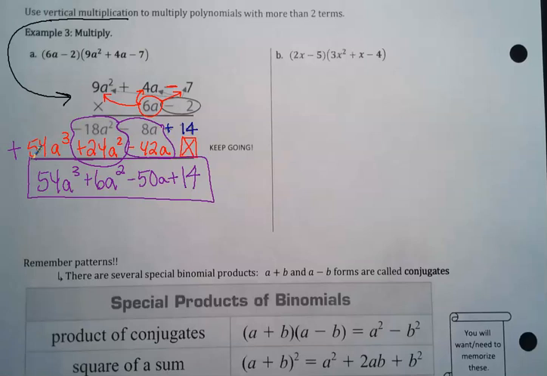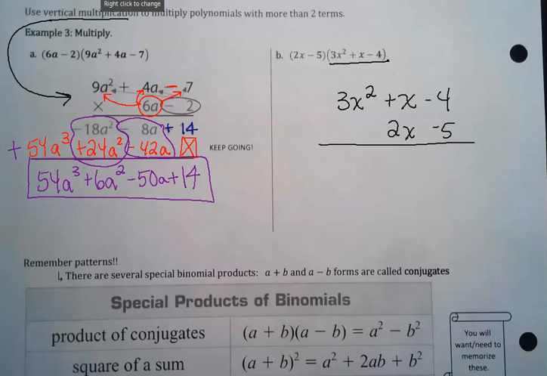Okay, so let's try B, example B here. So remember, take your longer polynomial. You also do want it in descending order, like x squared, x, and no variable, right? Sometimes that's just to be expected. And then we're going to line up our binomial under that. So my 2x minus 5.